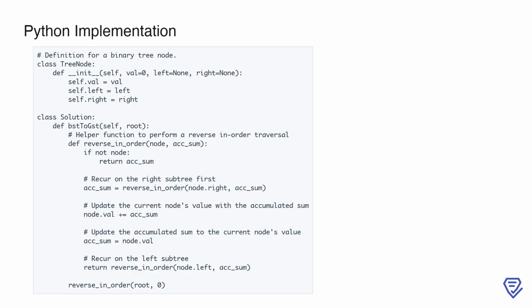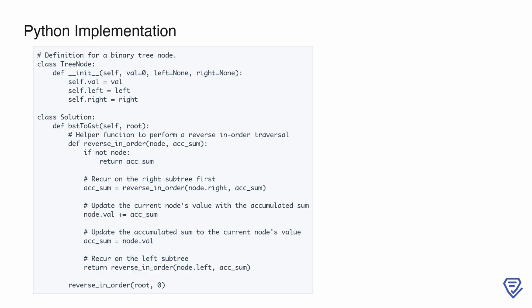This function performs a reverse-in-order traversal, meaning it processes the right subtree first, then the current node, and finally the left subtree. By traversing in this order, we ensure that we visit nodes in descending order of their values. The function takes two parameters, the current node and an accumulated sum. If the node is null, it simply returns the accumulated sum. Otherwise, it recursively processes the right subtree, passing along the accumulated sum.